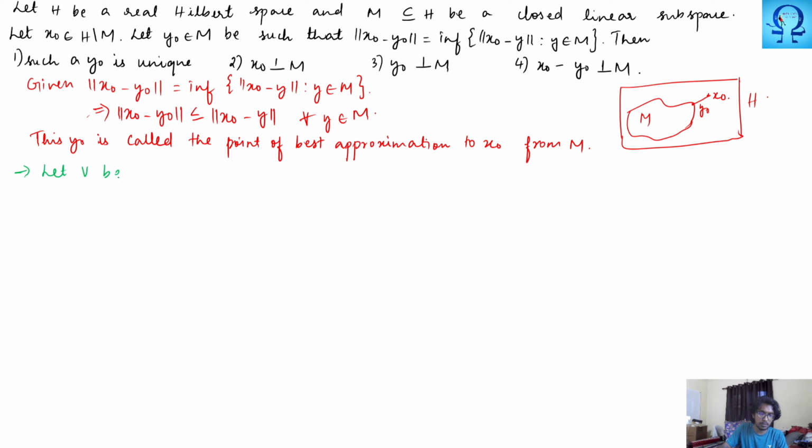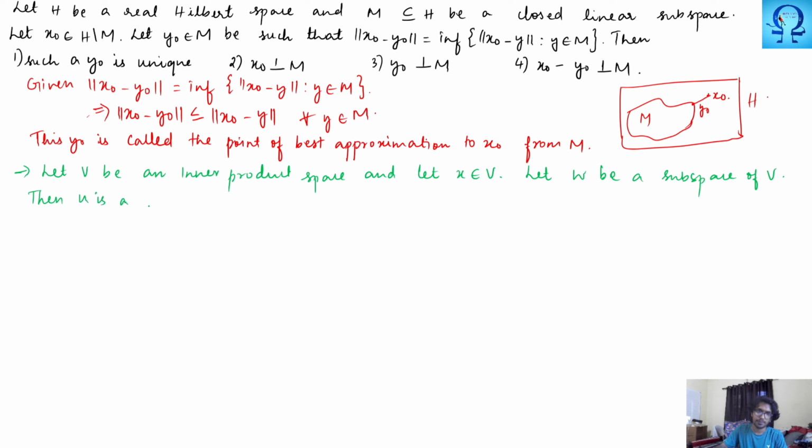Let V be an inner product space and let x be a member of V, and let W be a subspace of V. Then u is a point of best approximation if and only if the inner product of x minus u comma w equals 0 for all w in W.